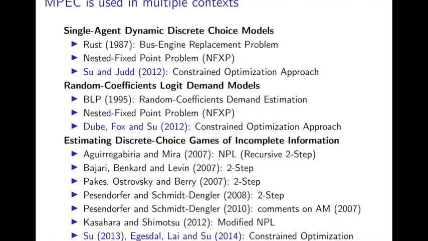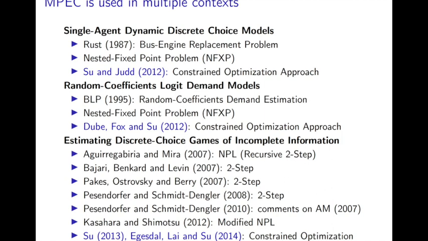So MPEC is actually used in quite a lot of contexts, because there are so many different nested fixed point problems. We've already looked at one, the bus engine replacement problem, that formalizes the decisions of this superintendent of maintenance, Harold Zurcher, and how he replaces engines, thinking about how he can save cost in the future, maintenance cost and operating cost, if he pays this replacement cost now. Now we're going to use this model again to illustrate the constrained optimization approach and try to see if we can estimate the Zurcher model using MPEC.